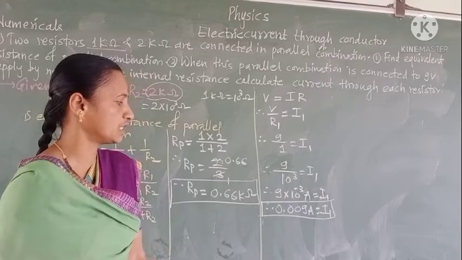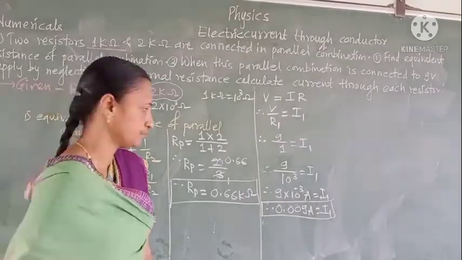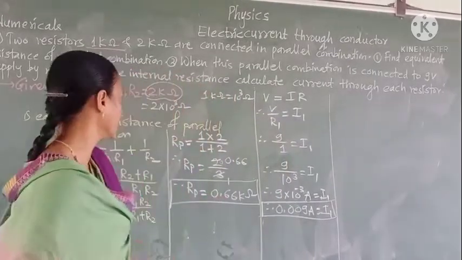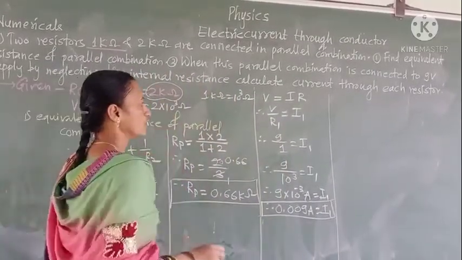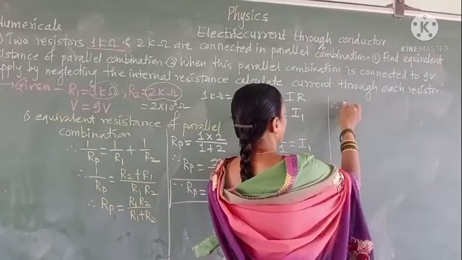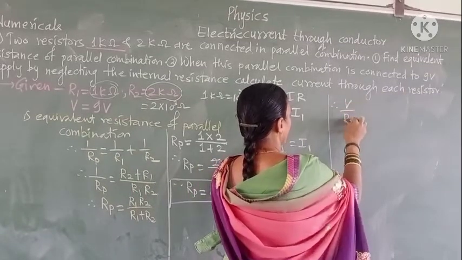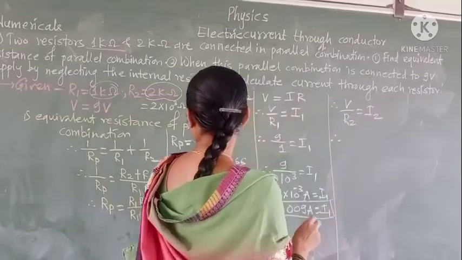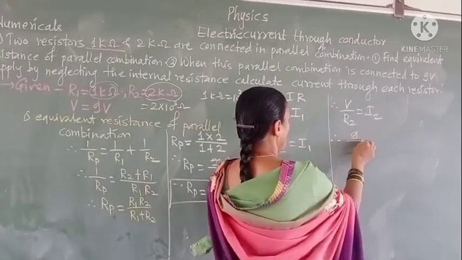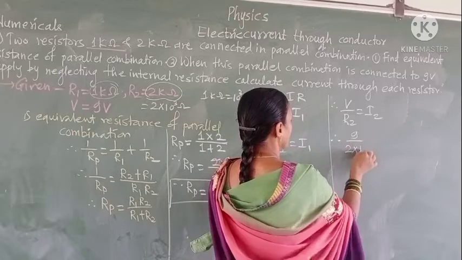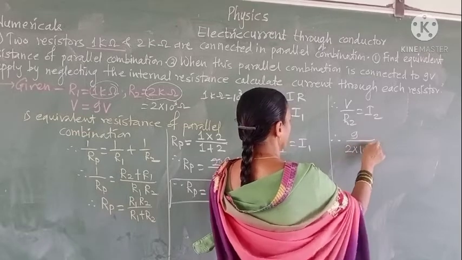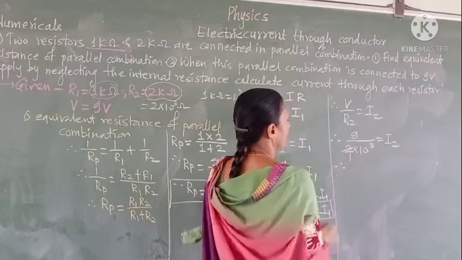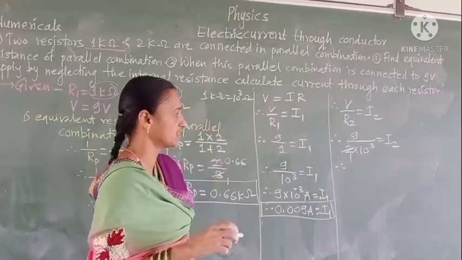In this way we also write 0.09. Then we have to calculate the current for the resistance 2 kilo ohm. Hence here we have to write the formula P upon R2, which is equal to I2. This P having the value 9 upon R2 having value 2 into 10 raised to 3, which is equal to I2. Hence we have to divide this 9 by this 2.